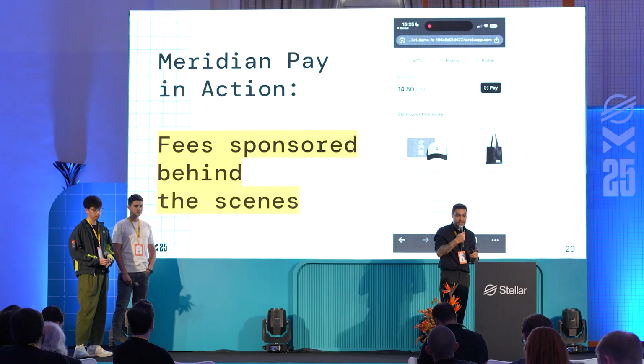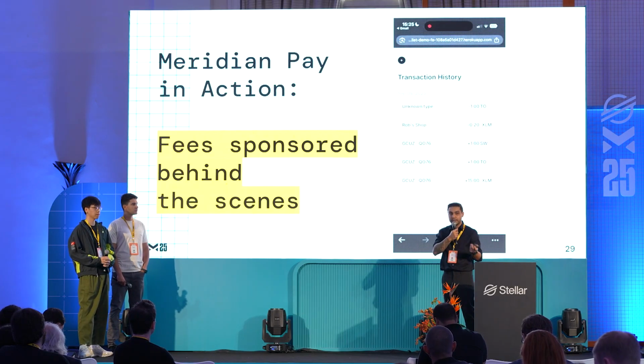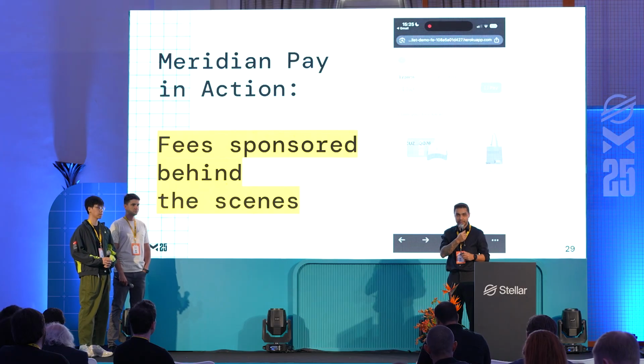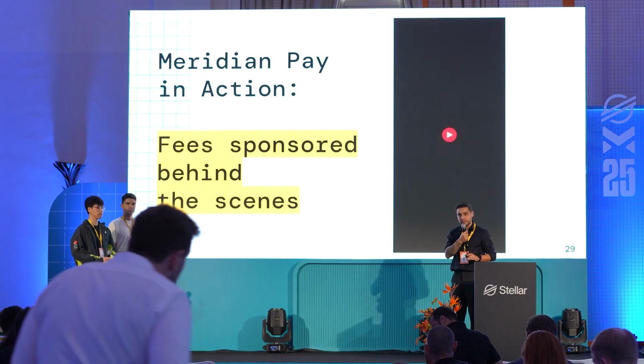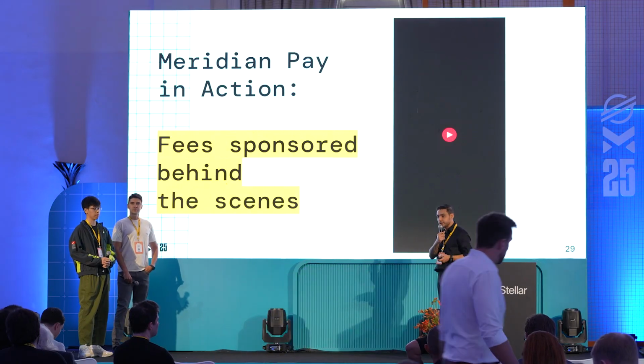But of course, fees are still there. But as I mentioned, we are leveraging the wallet backend behind the scenes so that we can sponsor those fees on behalf of the user, and that becomes fully transparent for the user. They don't need to worry about that, so that it doesn't become a friction on the user experience.